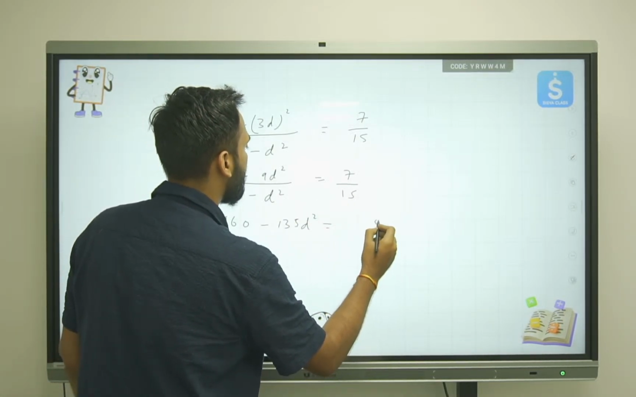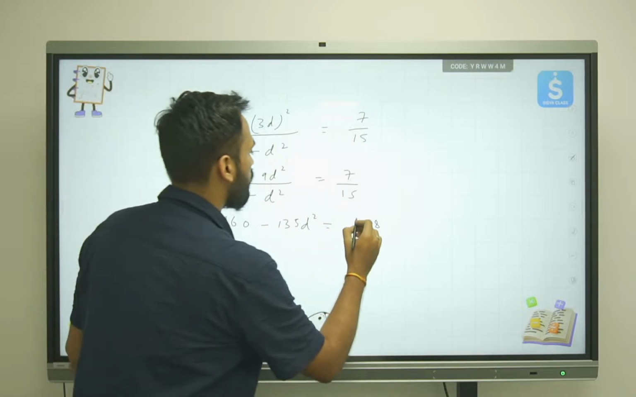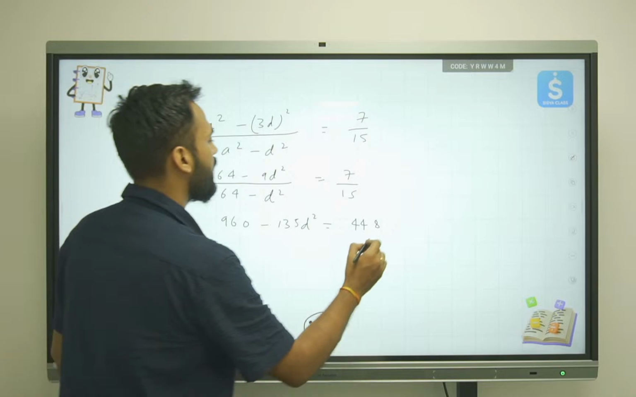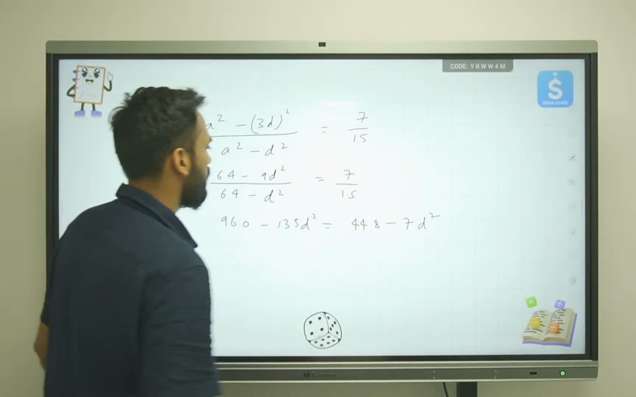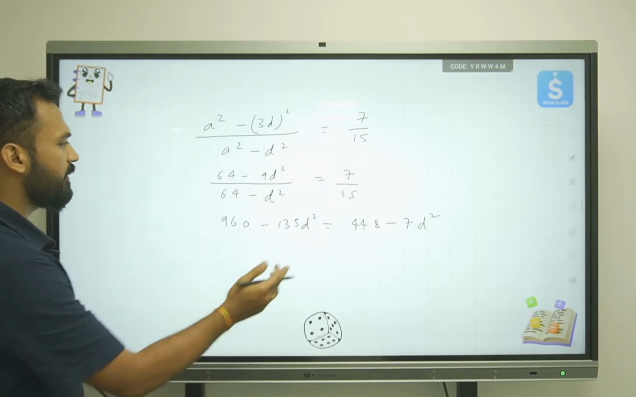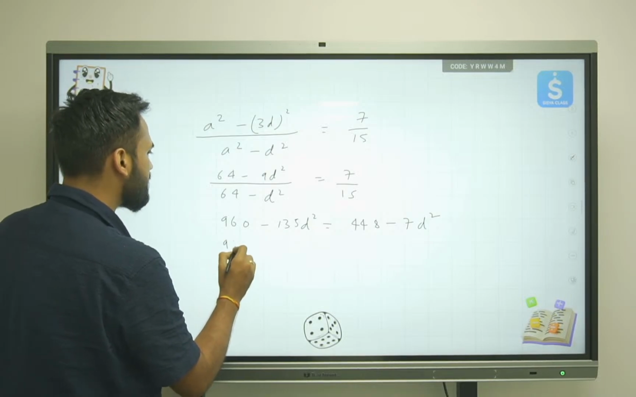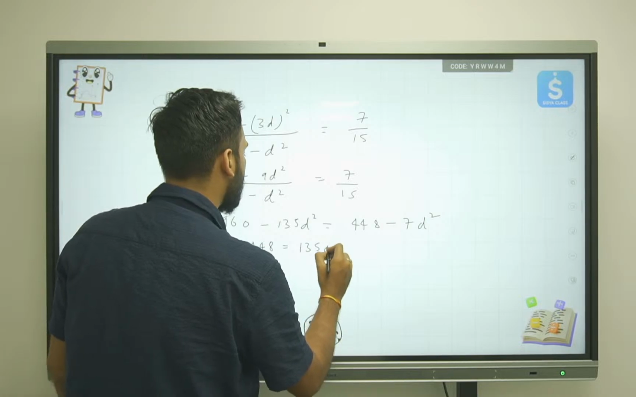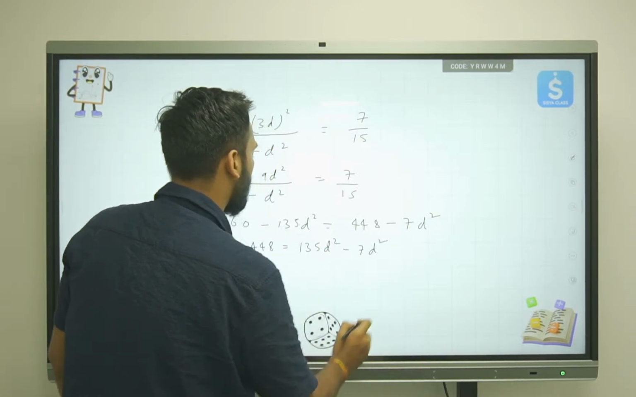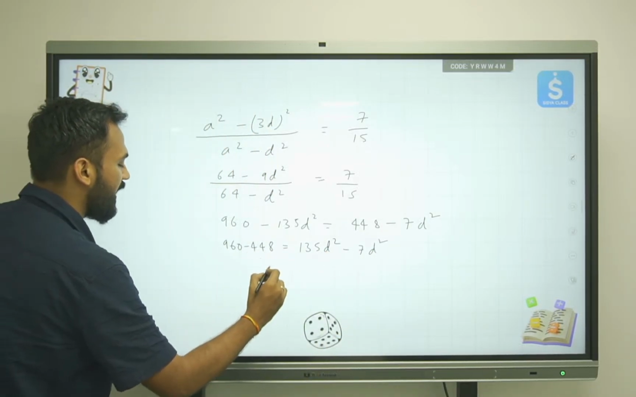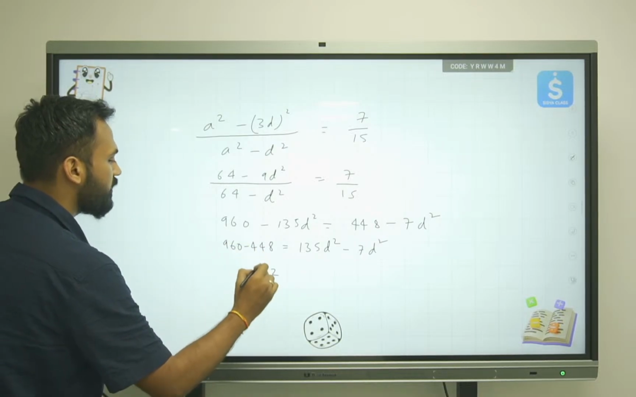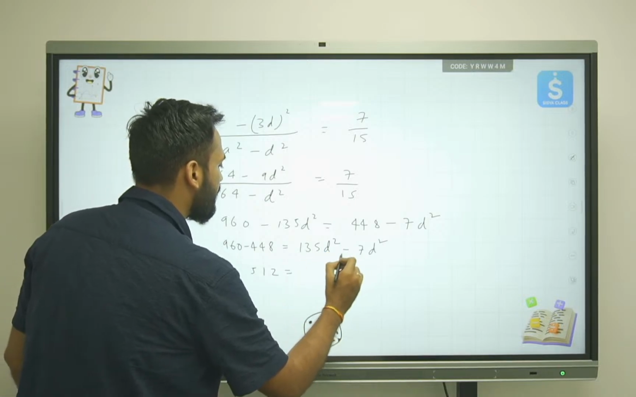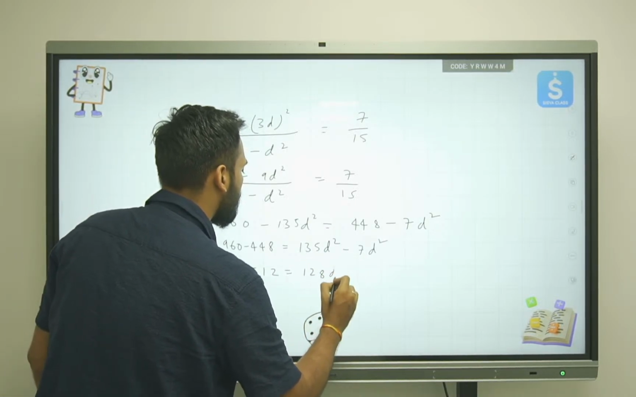7 times 4 is 28. 7 times 6 is 42, plus 2 is 44, so 448 minus 7D squared. Clear? Let's simplify this. 448, let me take to this side. 960 minus 448 is equal to 135D squared minus 7D squared. This will come out to be 10 minus 8, 2, 5 minus 4, 1, 9 minus 4, 5. 512, and 135 minus 7 is 128D squared.